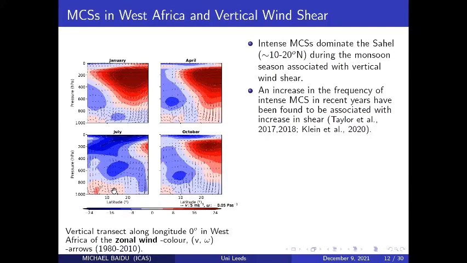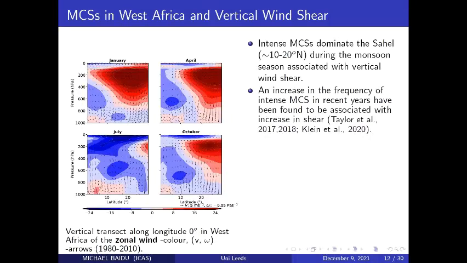So when you look at this in July, you realize that the intense storms that we observe in the Sahel at the peak of the monsoon are associated with low-level westerlies and also strong mid-level easterlies, and that is the African Easterly Jet. So you see that the storm is associated with a strong vertical wind shear. And so it's very important to investigate how the vertical wind shear affects the storm intensity.